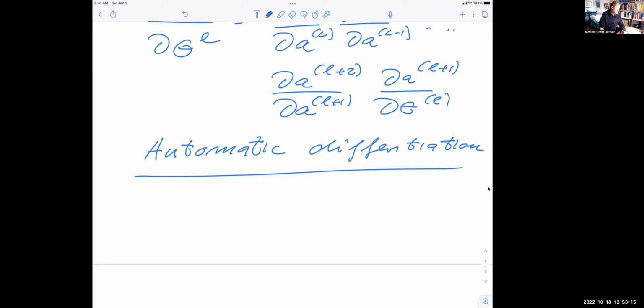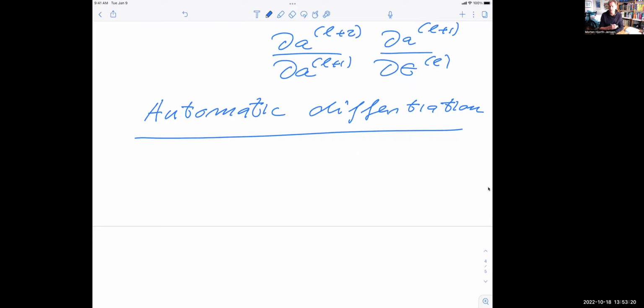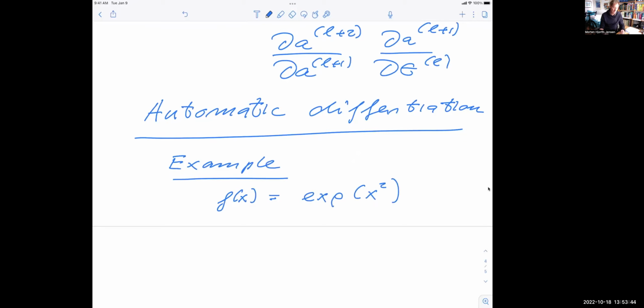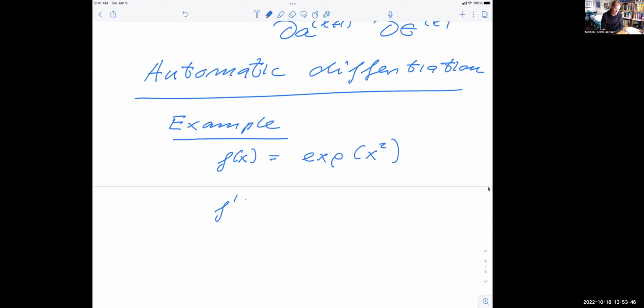So automatic differentiation is actually based on this kind of graphical image where you calculate intermediate quantities and you use the chain rule. So let's now look at a simple example, and then we move on to a slightly more difficult example. Suppose we take a function f(x), which is given by the exponential with an argument given by x squared. And we obviously know the derivative here. So f'(x) is simply 2 times x multiplied with the exponential of x squared.